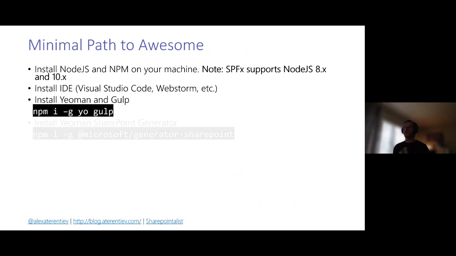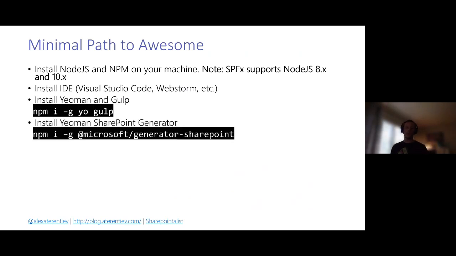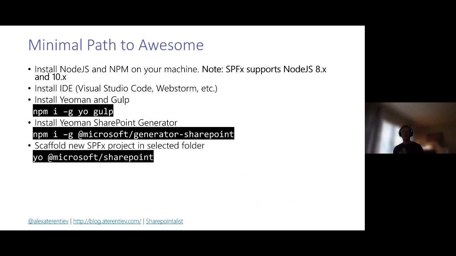When Yeoman and Gulp are installed, we can also install the Yeoman SharePoint generator. Again, it's done using npm. We're installing it globally, and the package is called @microsoft/generator-sharepoint. When the generator is installed, we can navigate to the folder where we want to create our project and start scaffolding the project using Yeoman and the SharePoint generator with the yo @microsoft/sharepoint command.